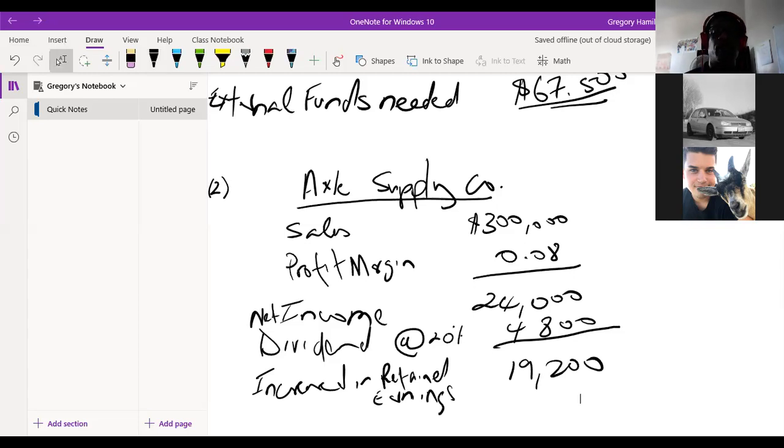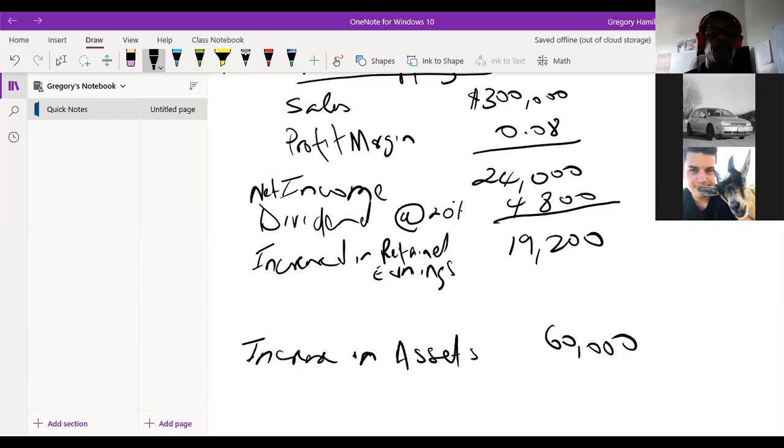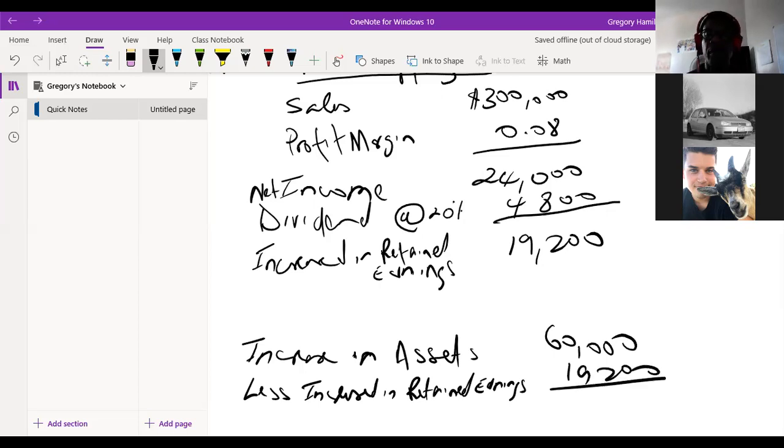So that's how much our retained earnings will increase by, and so that's what we could use internally to finance the $60,000. So the increase in assets was 60,000. And if we less the increase in retained earnings, and that's 19,200, then we should have 40,800. Okay, so any questions so far?